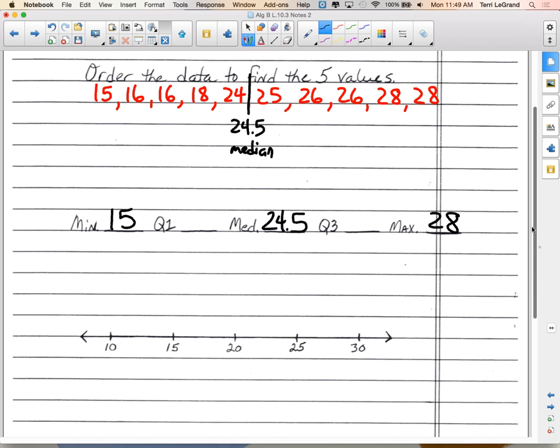Yeah, we need to find the median of the first half, the lower half. So what is the median of the lower half? 16, it's right here. Median of lower half, and I want you to put this. That becomes our quartile 1 value.